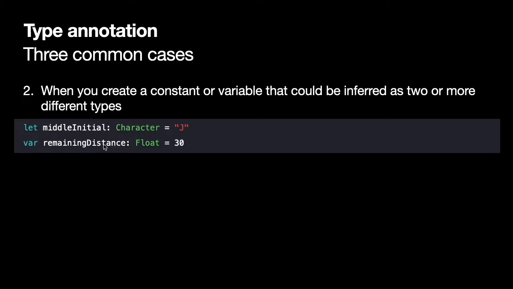Here's another example where we have a new variable remaining distance, and we have an integer literal to the right of the assignment, and we don't want this to be an integer. We don't even want it to be a double. We want it to be a float, which is another floating point type with less precision than double.